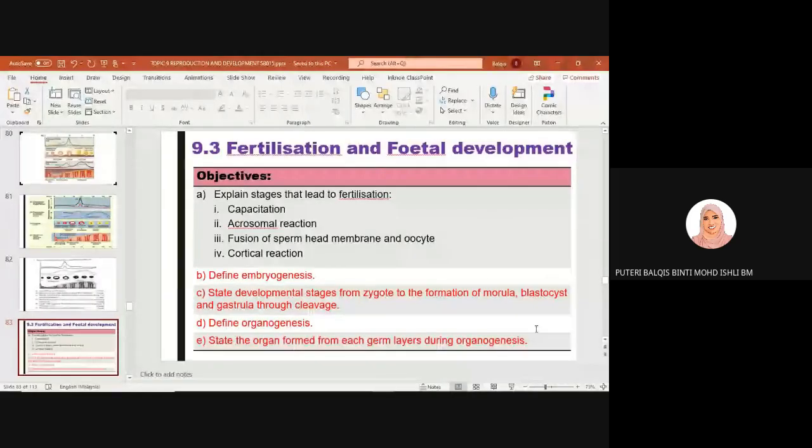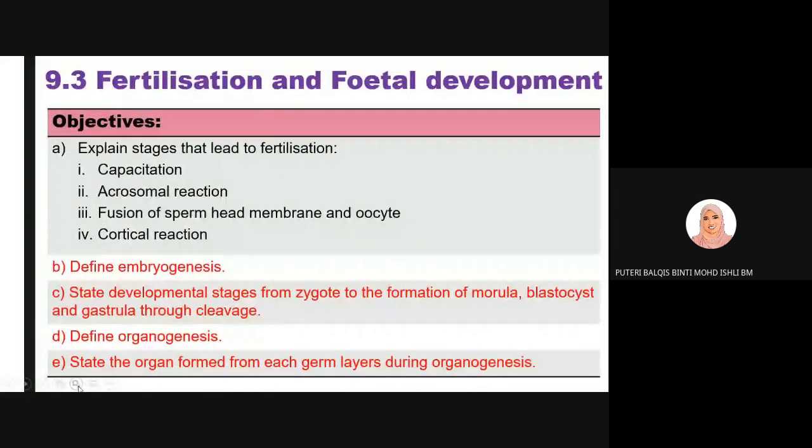Alright guys, so we're going to start our presentation with the first group, which is group 1. They will explain about fertilization, the stages of fertilization. But before we proceed to the first group, this is what we're going to cover: 9.3 fertilization and fetal development. This is what we're going to cover for now.